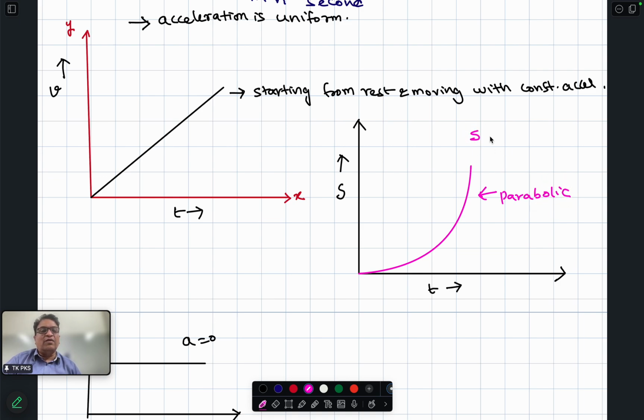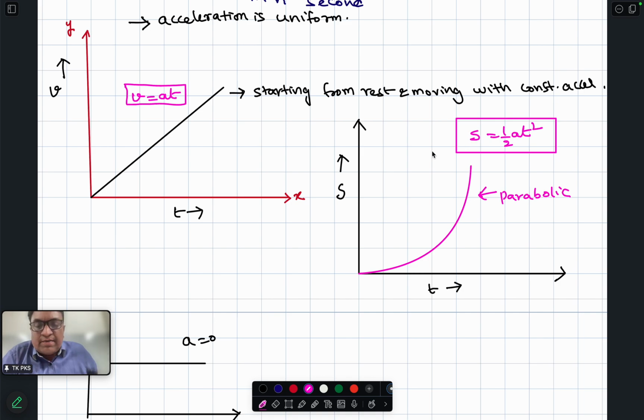Because it is of the form S is equal to half AT square. Sir, you are cheating. How do I know this? Don't tell like that. Yesterday only I have given you S is equal to UT plus half AT square. Constant acceleration, initial velocity 0. That is going to be the graph. And what is going to be this one? V is equal to AT, and that is equal to S is equal to half AT square.